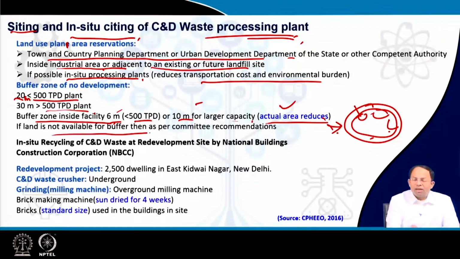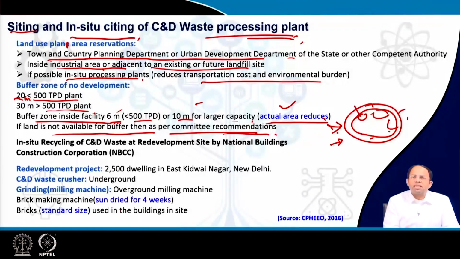So if land is not available for buffer, because maybe it's a very densely packed area, or maybe there are other land uses surrounding, where there are other industries also, which is not a problem in terms of emission and all this, in that case, a committee is formed, including people from the Pollution Control Board, Pollution Control Committee, who usually give recommendations on the final approval for setting up this kind of plant.